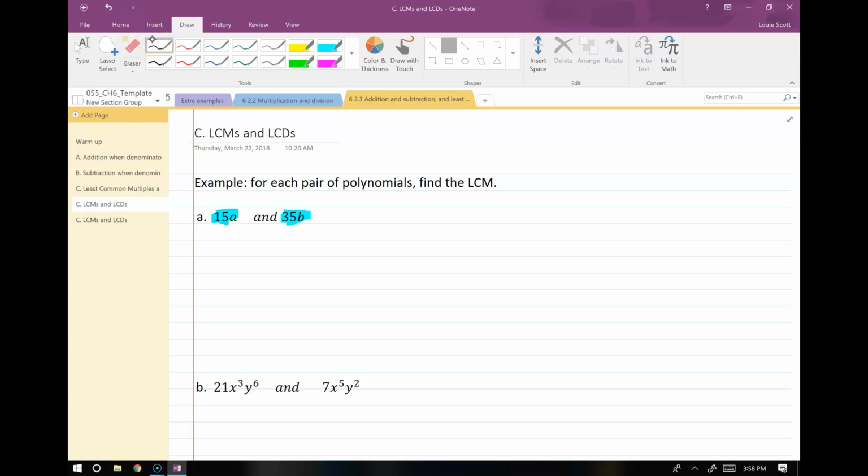All right, so this one is 15a and 35a. 15a splits up into 5 times 3 times a. 35a splits up into 5 times 7 times a. I'm going to select one of these.